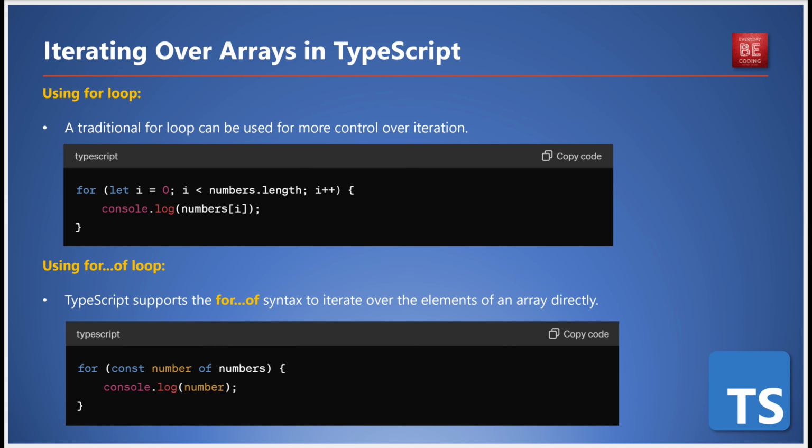Enter the traditional for loop, a robust tool in your toolkit. It provides you with fine-grained control over the iteration process, allowing you to access each element by its index. You might use this when you need to break out of the loop under certain conditions or manipulate indices directly. TypeScript also supports the for...of loop, enabling you to iterate directly over the elements of the array. This method is clean and effective, especially when you simply want to access each element without worrying about the indexing.